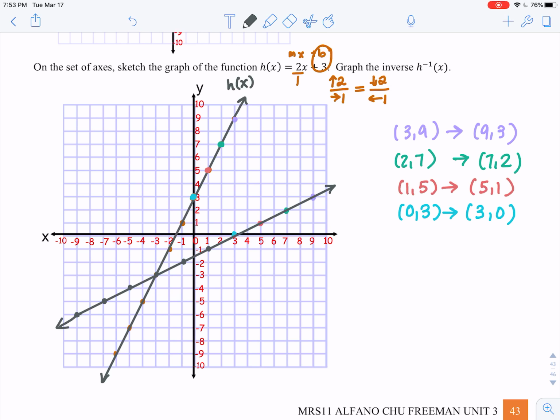And we need to label this. Okay, this is the inverse. This is how we denote it: h, and then we have that little -1 on top to indicate that's the inverse of h of x.